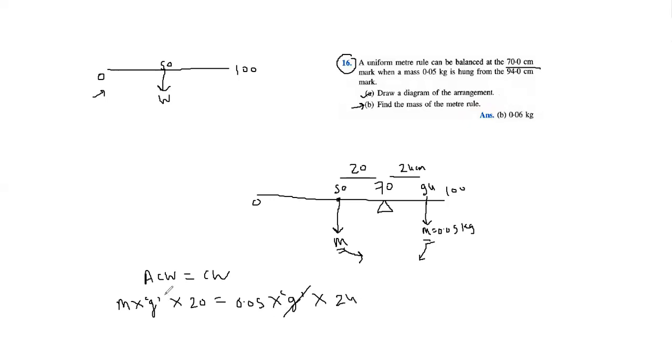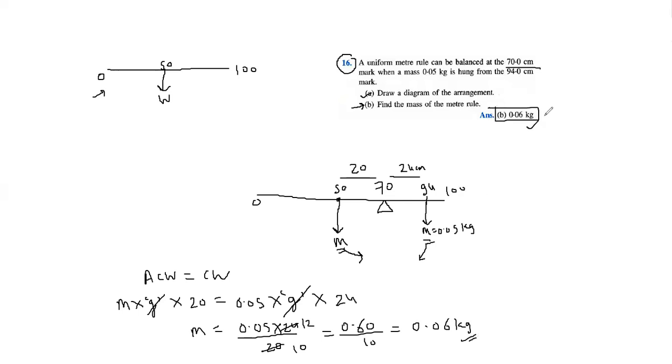So this g and g we can cancel directly. So I get mass m equals 0.05 into 24 upon 20. This is divided by 10, this becomes 12, so 12 into 5 comes out to be 60. And there are two zeros, so 0.60 upon 10. So the answer comes out to be 0.06 kg. That is the mass of the rule, which matches the answer available. Done. We'll start with the next question now.